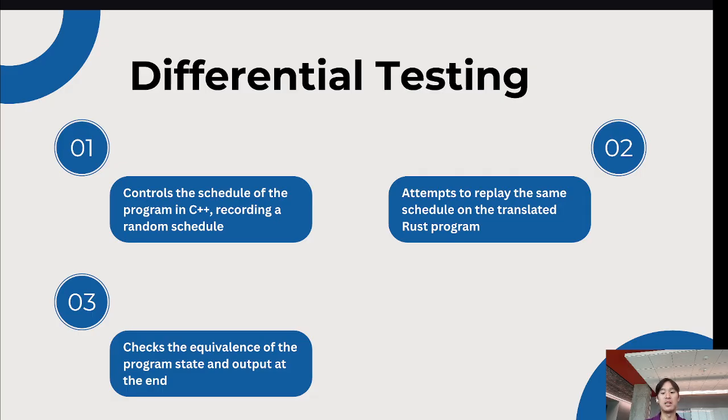And then the second part is it attempts to replay the same schedule on the translated Rust program. Because we are trying to test if these are semantically equivalent, we want to check whether or not you can run the same schedule on the same program, but in a different language. And then finally is the third part. It checks the equivalence of the program state and the output at the very end. So if it passes all three of these, it's considered a success. And also to note, we repeat all three of these steps n number of times. And during the experiments, I chose n as 1,000 because this was a large amount to test a large number of thread interleavings.